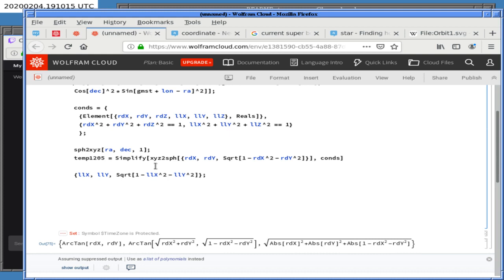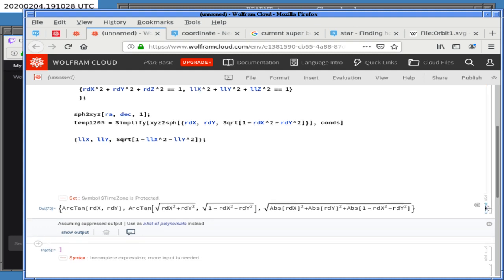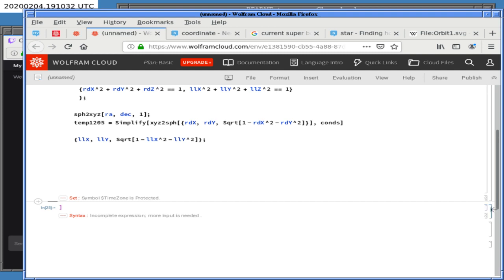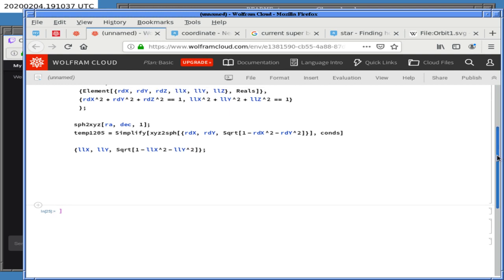Because I clearly get this... Oh, hang on, that is this. So what's wrong? Okay, hang on. I think maybe I created some output that I didn't want. Actually, I can use my wonderful delete all output, which is actually a useful function. Thank you, Mathematica people.